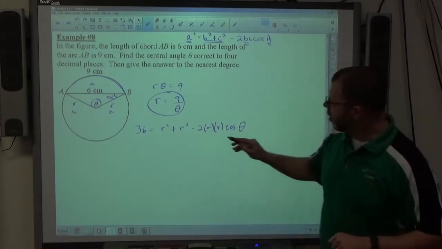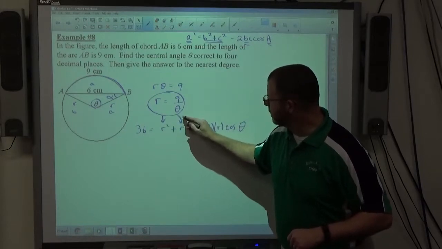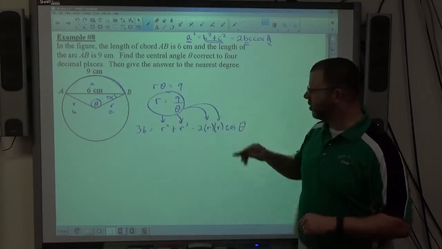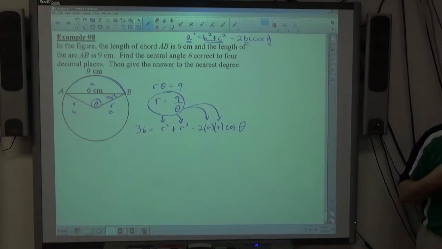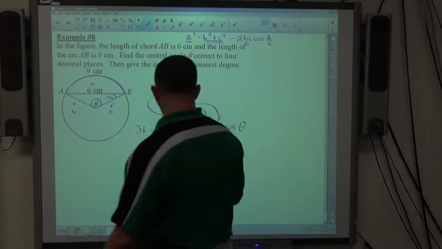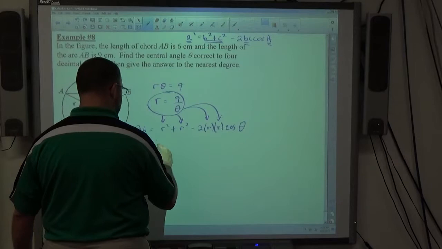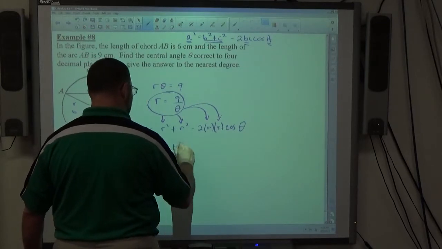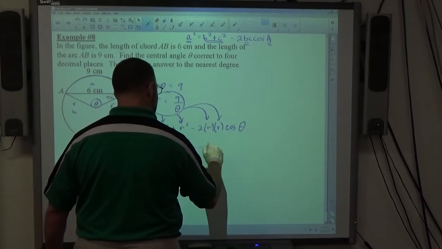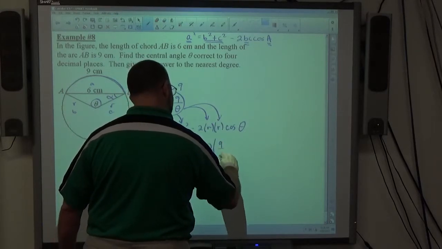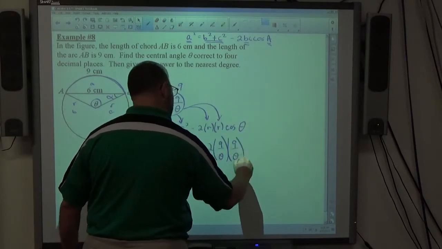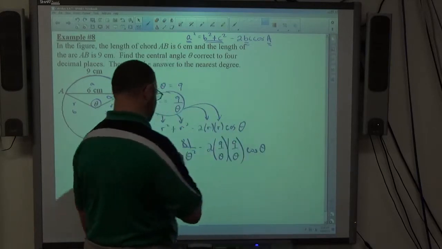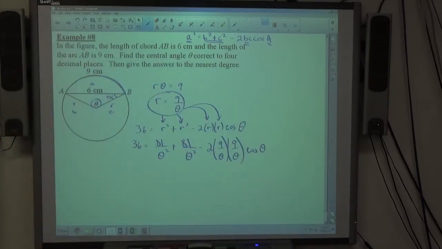And then, since R is equal to 9 over theta, everywhere we see an R we put a 9 over theta, and that'll get everything in terms of theta. So, 36 equals 81 over theta squared plus 81 over theta squared minus 2 times 9 over theta times 9 over theta cosine theta. And that creates for us a usable function, right?